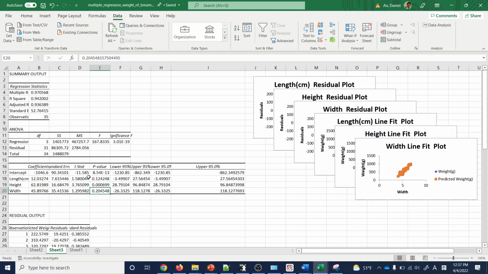And what you see is that the intercept is extremely good at figuring out the weight, but the length and the width are not as good. Their p-value is above 0.05, and it's really the height that is doing the good job.